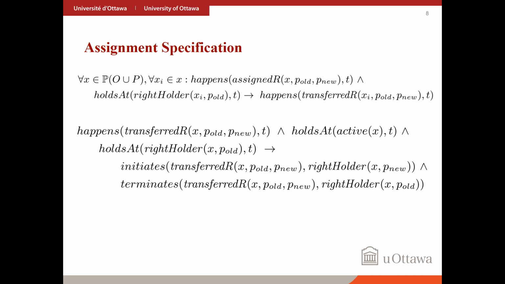The second axiom completes the assignment operation. It says if the event transferred R is raised while norm X is active, then the new party is the right holder and the assigner is no longer the right holder. Similarly, the other operations are described by the proposed primitive operations.